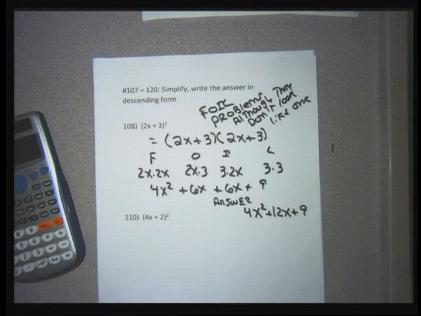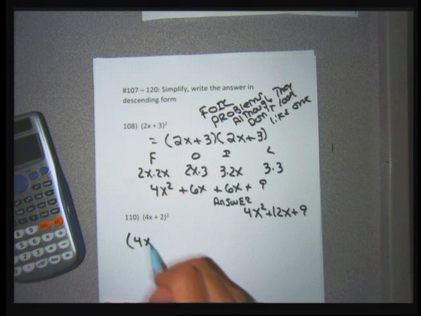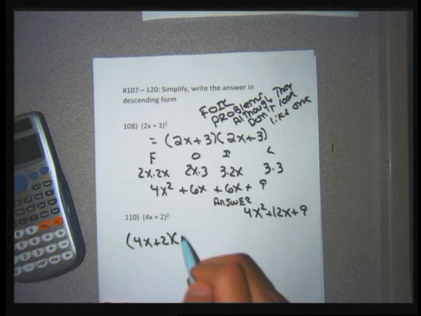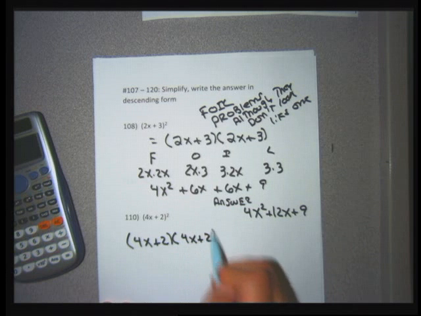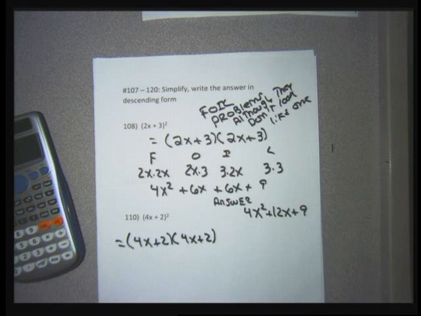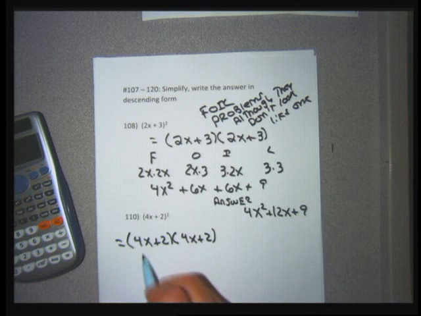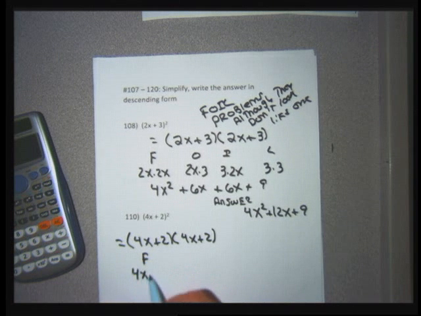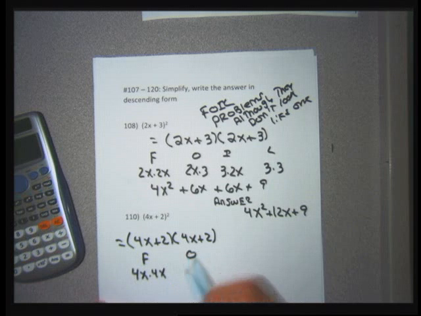So for every problem between 107 and 120, I'm going to start off by rewriting the problem without the exponent. And to rewrite a problem that has an exponent of 2 without an exponent, you need to multiply 2 of what's being squared. And that will turn each one of these into a FOIL problem, where you have to do the outers and the inners because the outers and the inners aren't going to cancel.